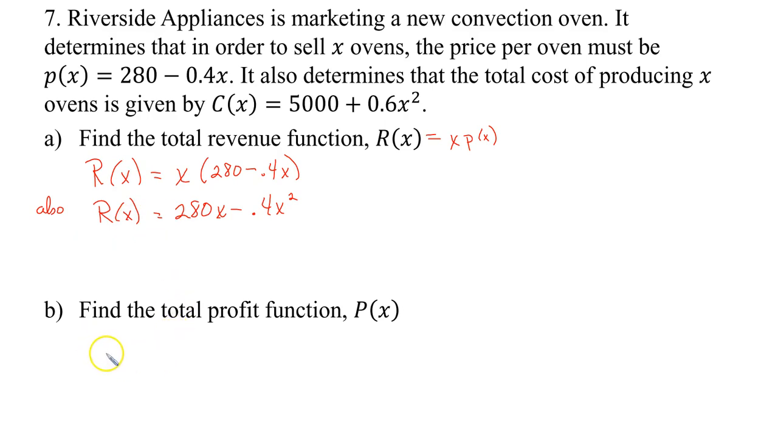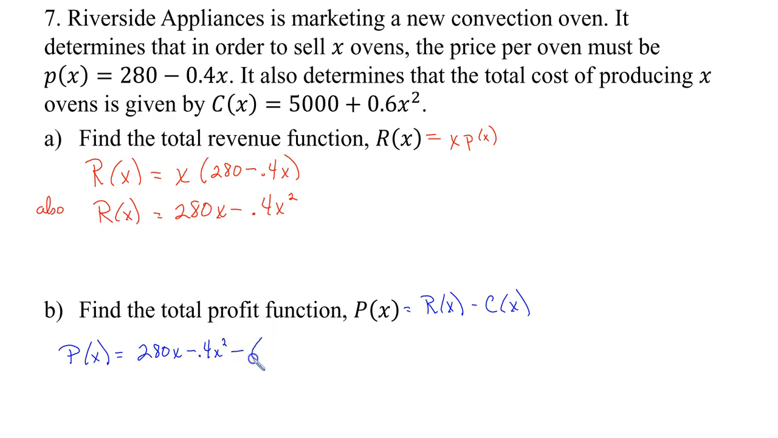Okay, so the next thing we want to do is to find the total profit function. Our total profit function, remember, is revenue minus cost, and since we've now found our revenue function, we can find our profit function. So profit is going to be 280x, and that's why I said I would probably go ahead and multiply it out. It's just a little bit nicer.